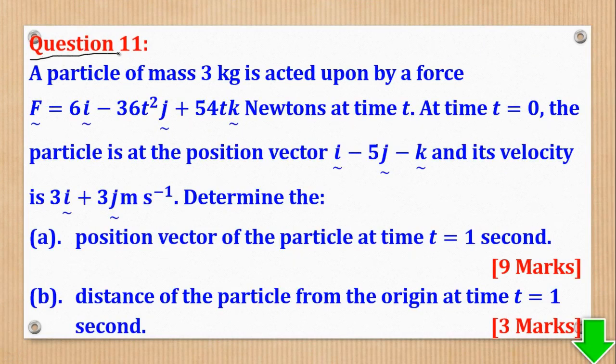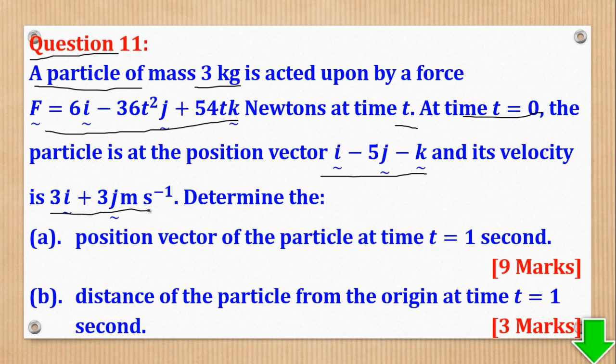Now we shall go to question 11. Question 11 says, a particle of mass 3 kilograms is acted upon by a force of this at a time t. At t equal to 0, the particle is at the position vector this, and its velocity is this. Determine Roman 1 part A, the position vector of the particle at t equal to 1 second, and part B, the distance of the particle from the origin at t equal to 1.